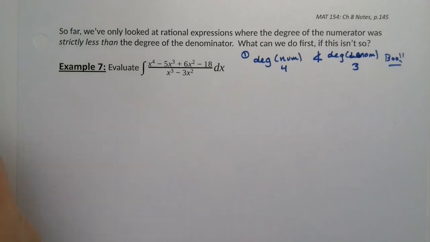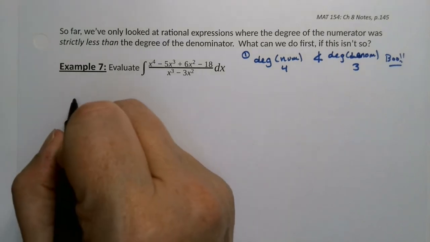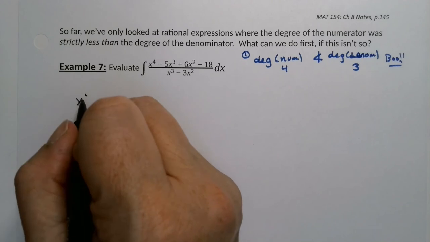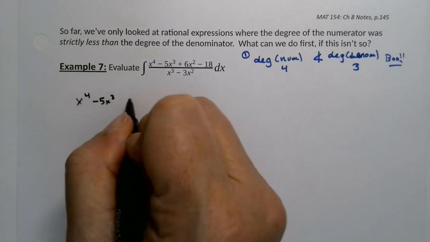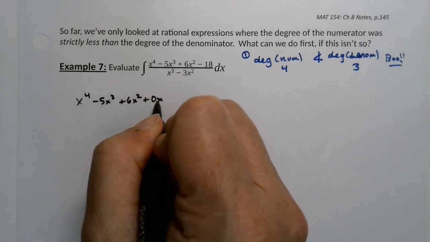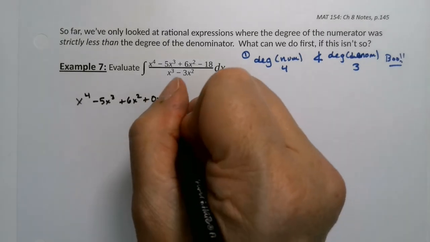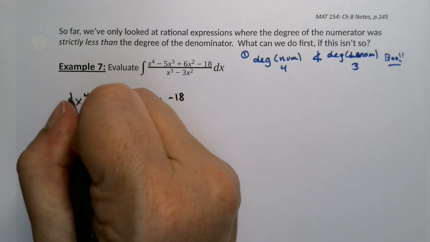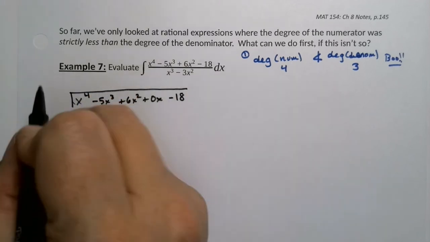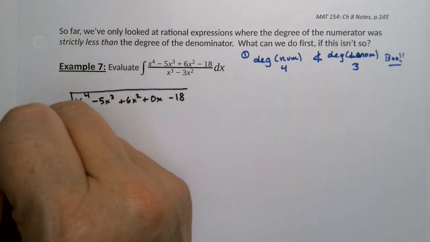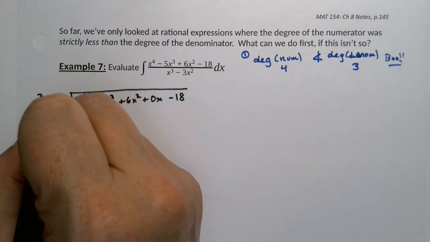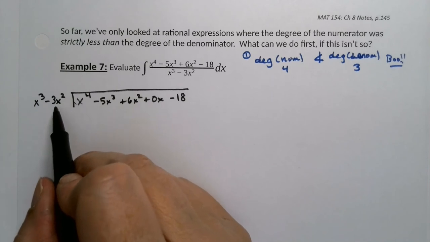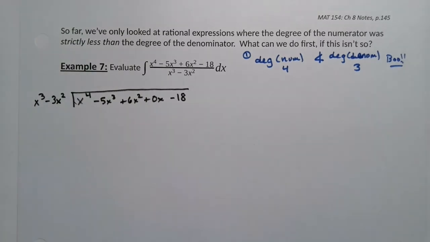Indeed. So we will take x to the 4th minus 5x cubed plus 6x squared plus 0x. You put in a placeholder for any term that's missing as you work your way down. And we'll divide that by x cubed minus 3x squared. We don't need to go any further than that. Technically, it's 0x plus 0, but it's irrelevant, so we don't need it.